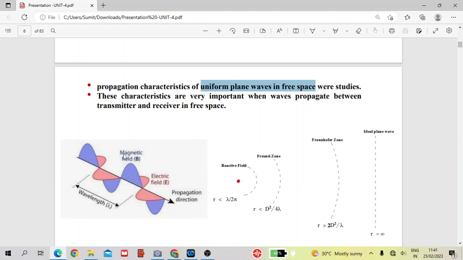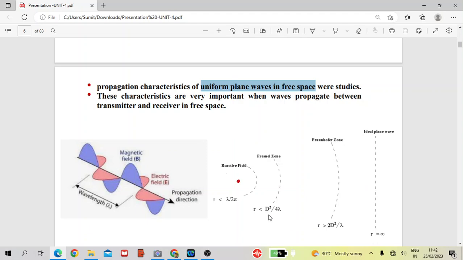And as the waves propagate, we can demarcate different regions around the source of radiation. Suppose this point is radiating an electromagnetic wave, so the region around it can be divided into different regions. First is the reactive near field region, then we have the Fresnel zone region. These are the boundaries specified. And then we have the Fraunhofer zone, and then we have the ideal plane wave.